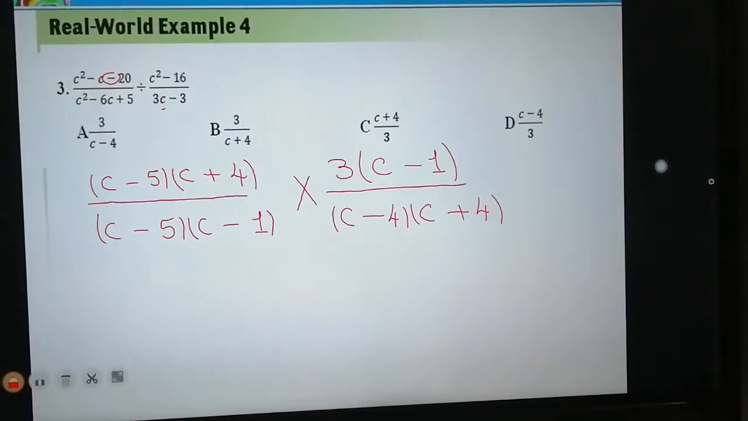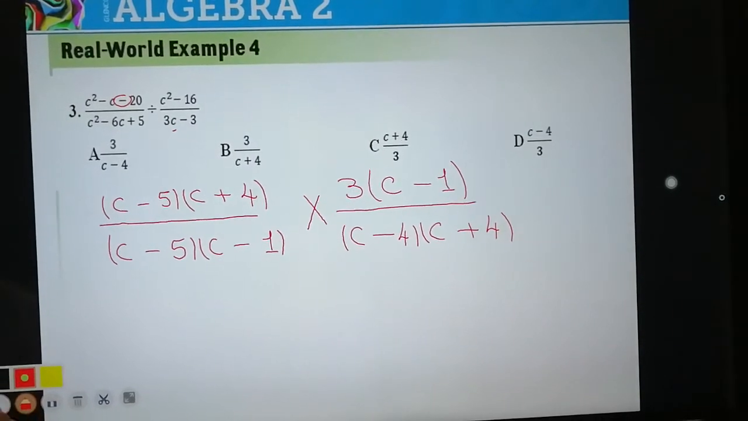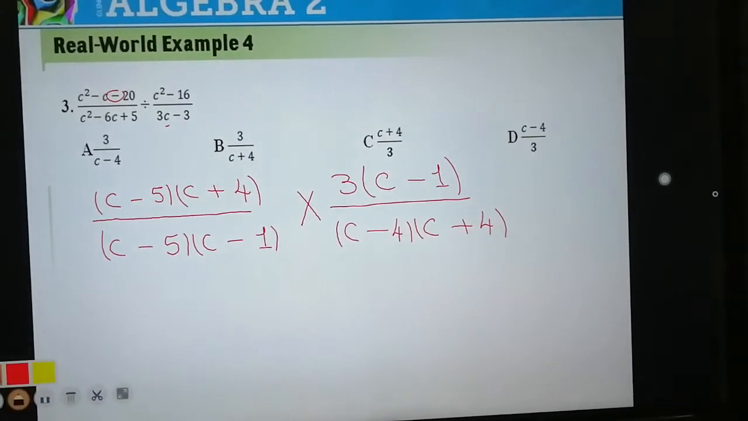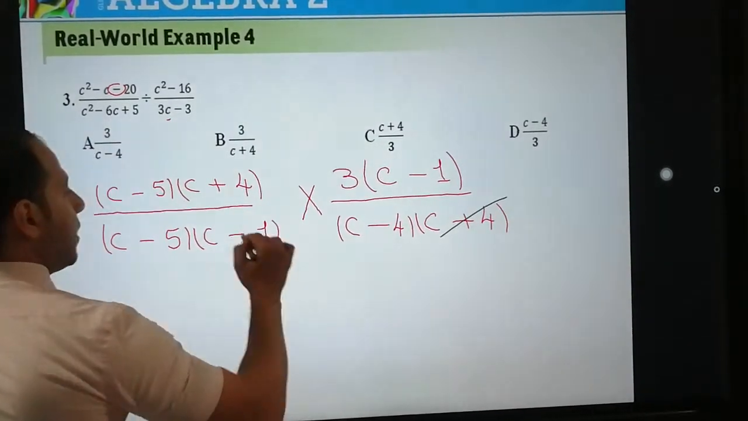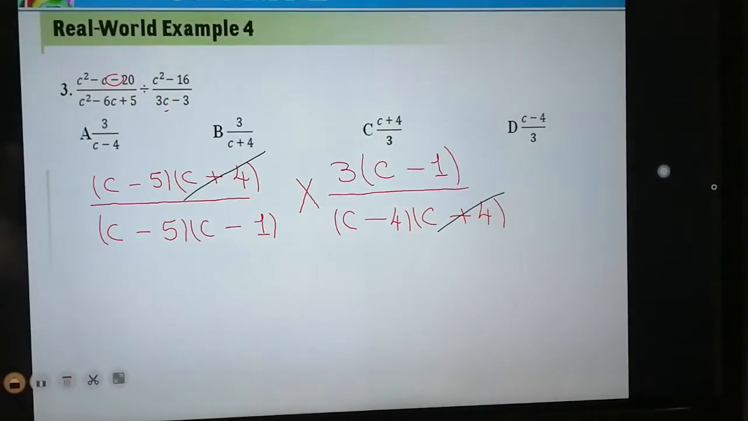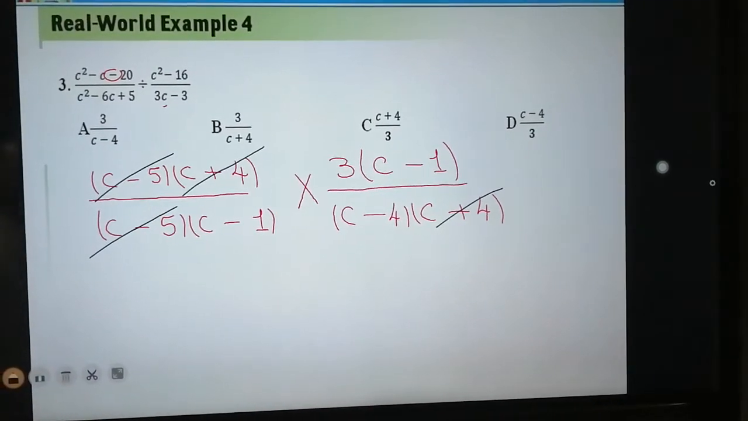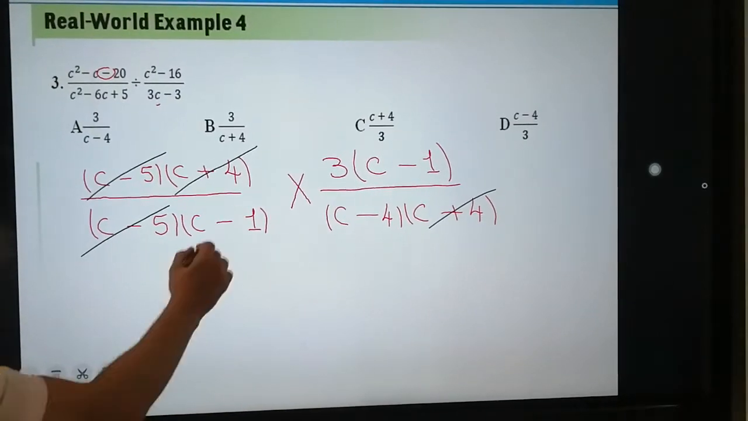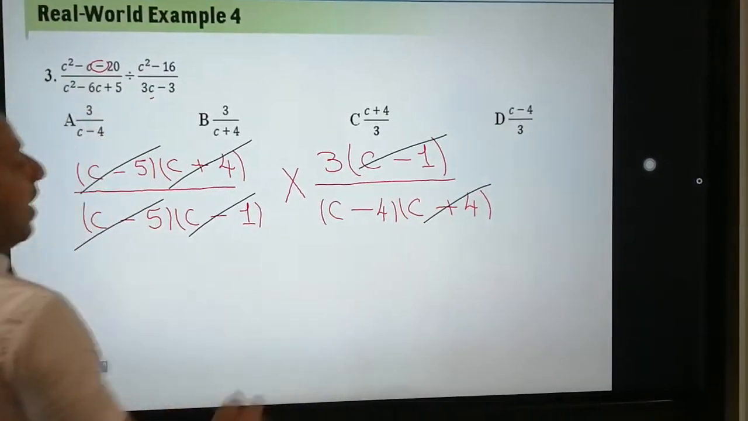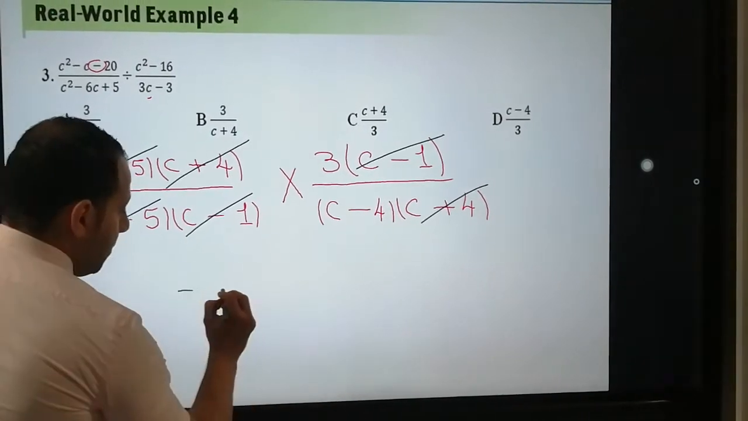Excellent steps. Now we can simplify by cancelling up and down. Yes. Okay. Another one. Yes. You have to cancel. And the remainder we need. Okay, this is the simplest form.